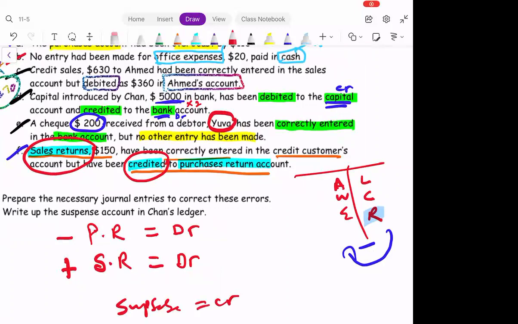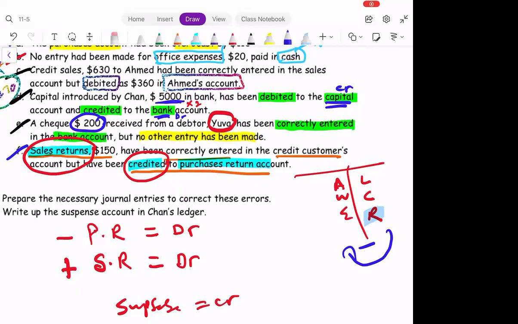You understand or not? Okay, suspense debit or credit, and why suspense debit, why suspense credit? No reason for that. Suspense always follows the counterparty. If that guy is debit, suspense will be credit. If that guy is credit, suspense will be debit. Suspense has no basis.